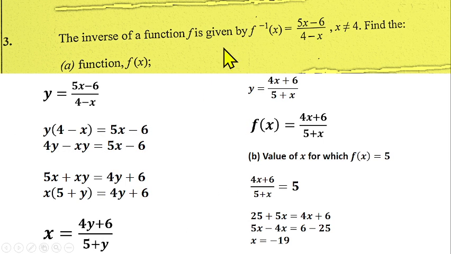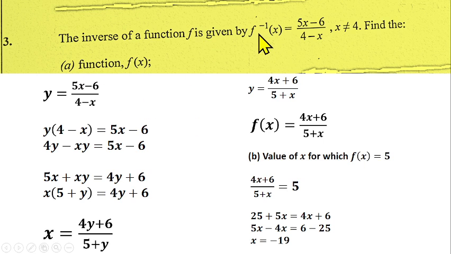Now the third question is from function, mapping and function, and that is an SS1 topic, mapping and function. In this case, you are told that the inverse of a function f is given by f inverse of x equals (5x minus 6) over (4 minus x), where x is not equal to 4, because if x is equal to 4, then this fraction will become undefined. So we are to find the value of the function f of x, then in B, we have to find the value of x for which f of x is equal to 5.